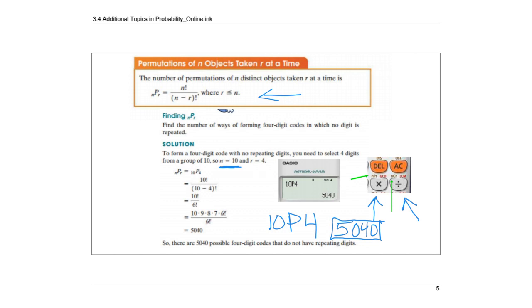And of course, order matters because we're doing a code, right? Code, password, all of those, order would matter. So we use P.